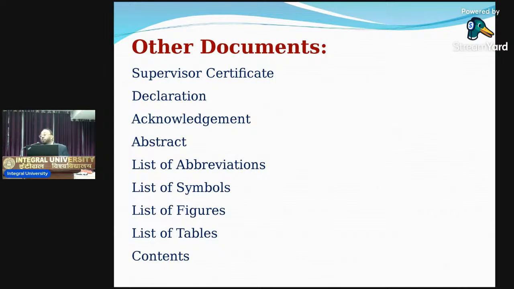Acknowledgement, whatever you want to acknowledge. But here in the acknowledgement, we start from our founder chancellor to the supervisor. We include the chancellor, pro chancellor, the vice chancellor, the registrar, controller of examination, and your supervisor last, and then whomever you want to acknowledge. You can write even your parents, your family members. That is to be included.